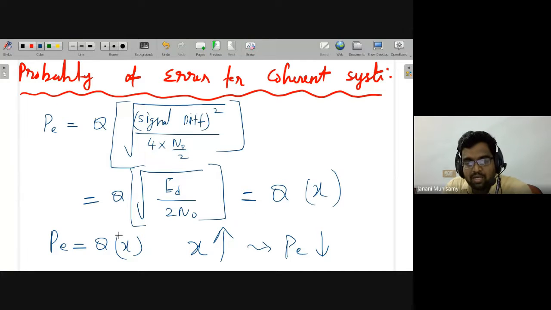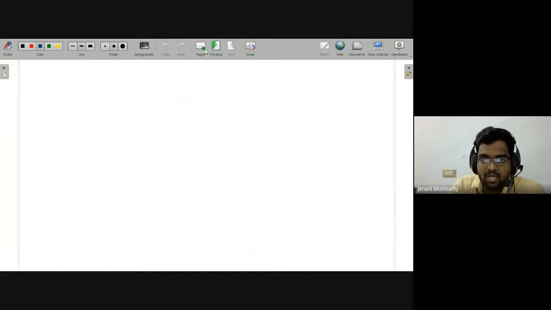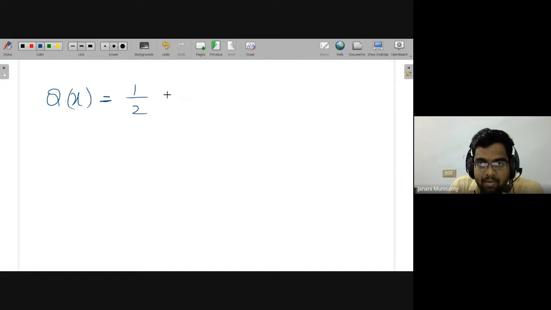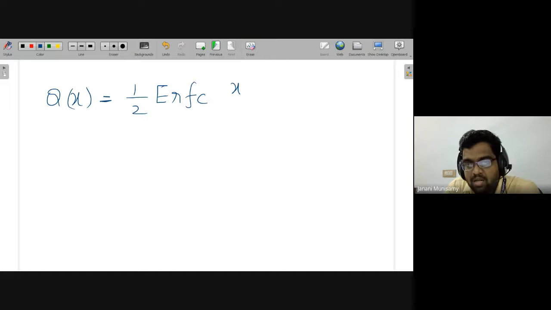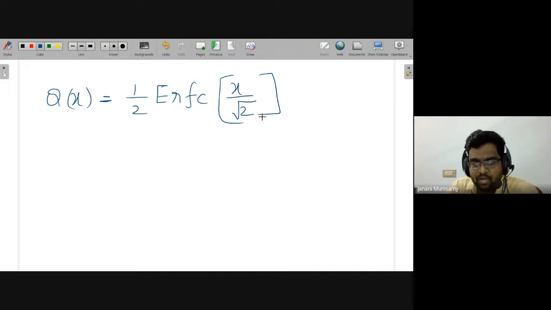Again, the Q function we can compare with the error function. One more function is there. Q function, say Q of x, I can write with the help of the error function like this: ERFC, the complementary error function, of x divided by root 2. This is the relationship between the Q function and the error function.